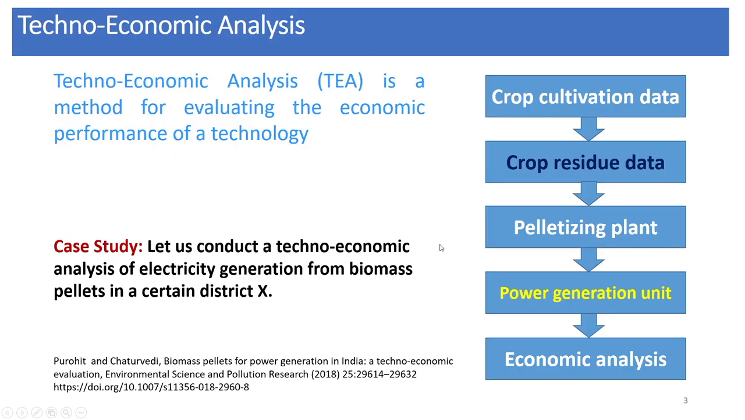So we have categorized it into 5 steps. First is crop cultivation data, then crop residue data, then the pelletizing plant. We need a pelletizing plant to produce pellets. Then the power generation unit, where we need to invest some money to install a power generation unit so as to enable us to use pellets for power generation. And then finally, we need to investigate the economics of the plant. These are the 5 steps we have categorized, and we will consider one after another, and finally we will see the feasibility of the project.